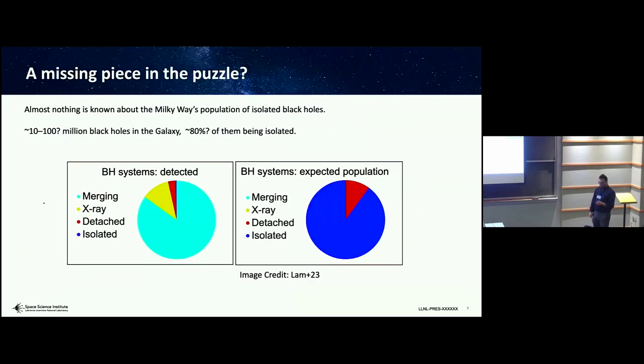Obviously, we expect the vast majority of black holes to be isolated, and we're very biased to detecting things in binary systems. So to understand the full picture, we have to understand our isolated population. It's very important.